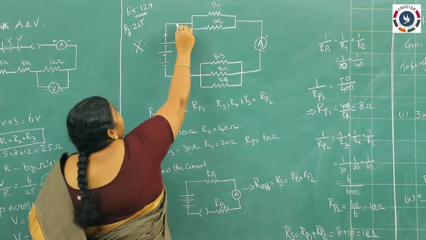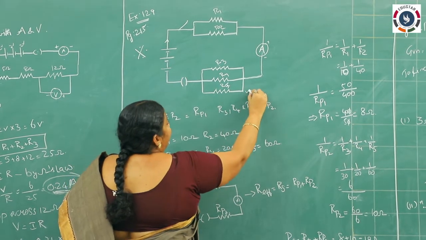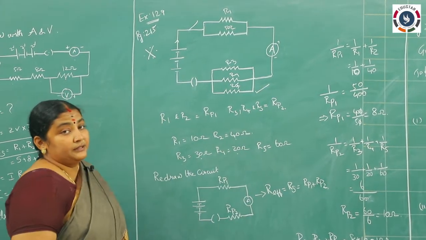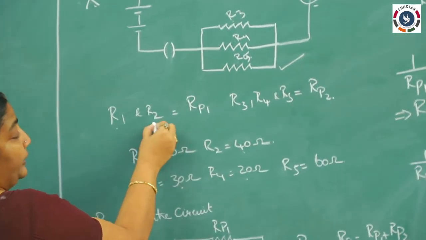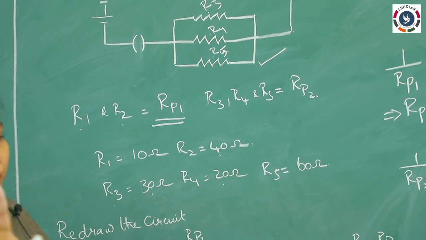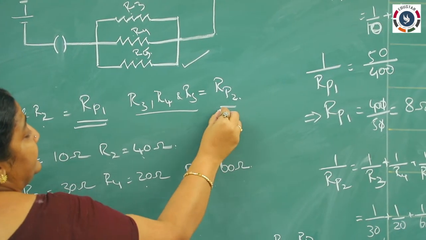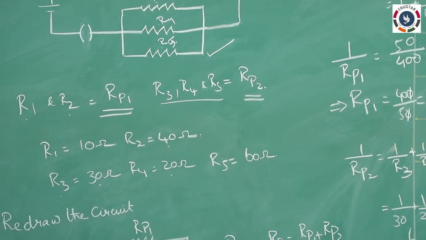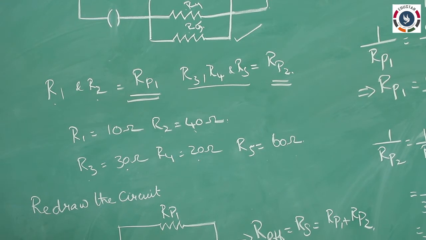See, here one set of resistors is connected in parallel. Here also 3 resistors are connected in parallel. So you can group like this. R1 and R2 combined together we can call resistors parallel set 1. And R3, R4, R5 we can call resistors parallel set 2, right. So I am representing them here as RP1 and RP2.